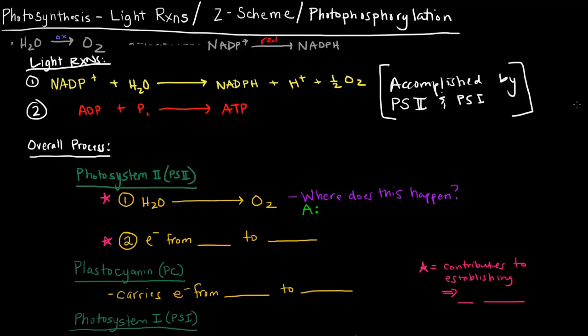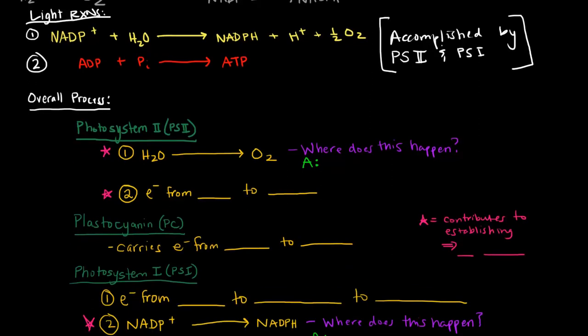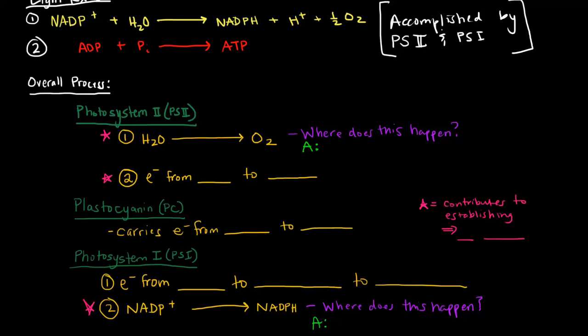So what does the overall process look like? We have Photosystem 2, where water is split into oxygen and the protons. Where does this happen? This happens in the thylakoid lumen. Okay, and this is important. You'll notice I put this little pink star next to it, and I'll get to that in just a second. This happens in the thylakoid lumen, and the reason why that's important, I'll explain more once we get to the Z-scheme, but keep this in mind for now.